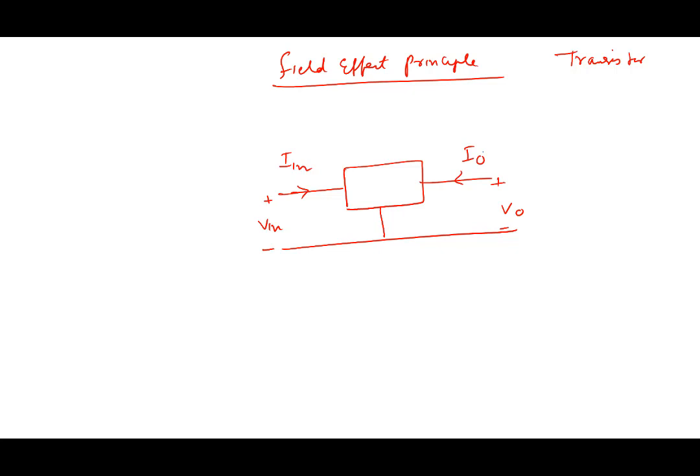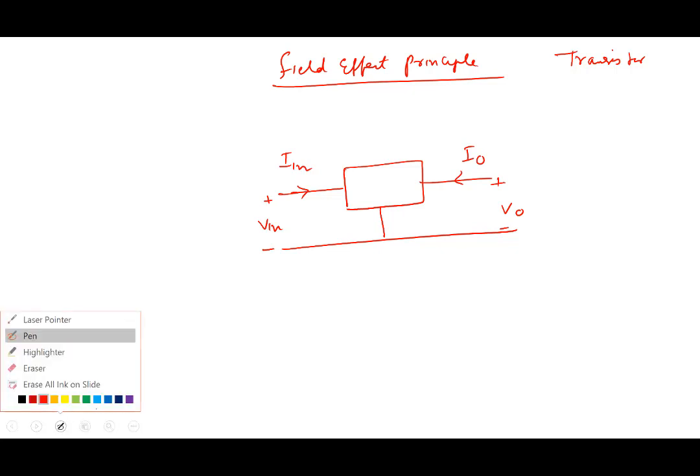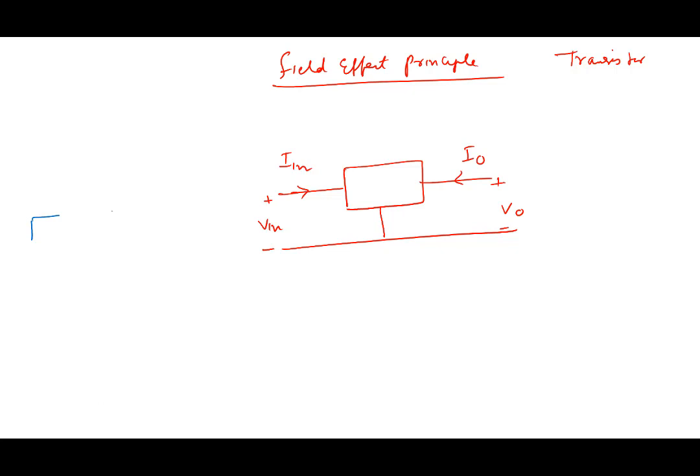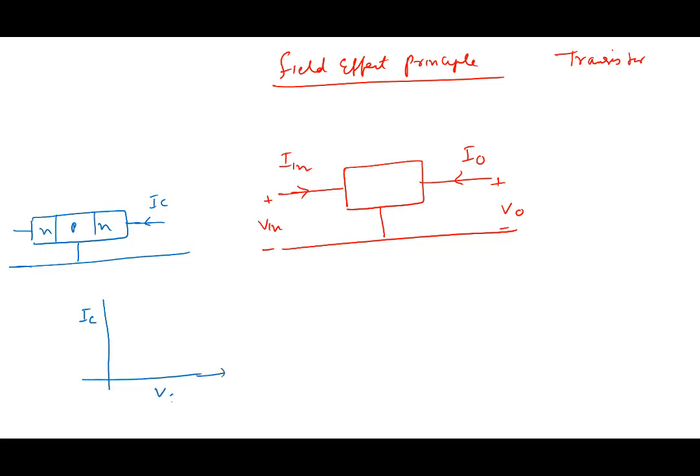What are you looking for? Just to remind you, so that you are familiar, remember we said a bipolar junction transistor, that structure, is a transistor, right? NPN is a transistor. Remember its characteristics? Let me just draw these characteristics. This is the collector current output, collector current versus, let me show you, IC versus VCE.